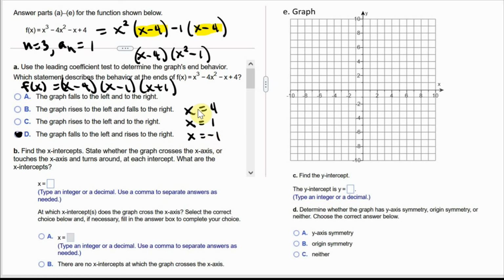Anyway, it doesn't matter about the order. So 4, comma 1, comma negative 1.